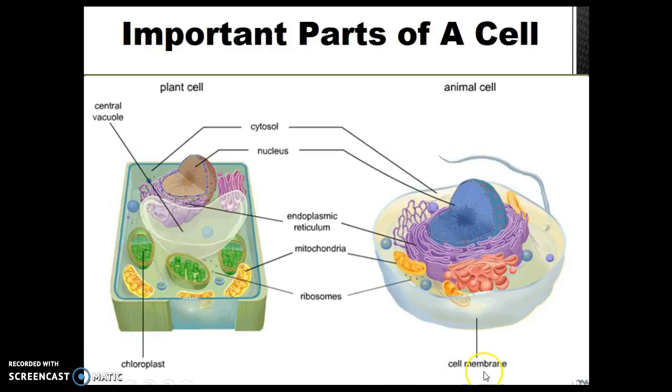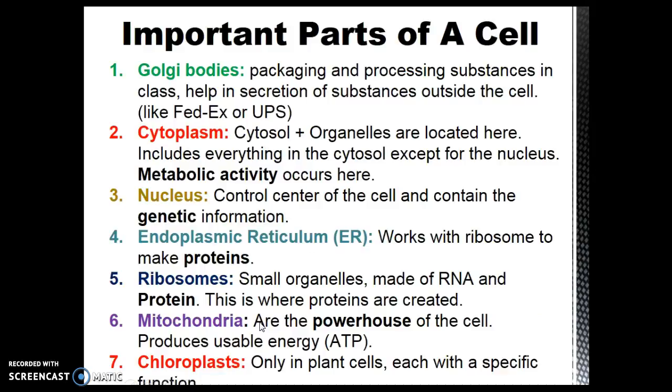And then cell membrane, that's going to be that outer membrane that is going to protect the cell. Animal cells and plant cells both have the cell membrane. However, plant cells have something extra called a cell wall. So here you go, different types of parts of the cell.